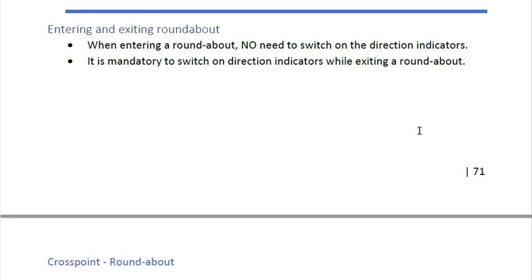How do you enter and exit a roundabout? When entering a roundabout, there is no need to switch on the direction indicator. It's obvious, everyone is going in the same direction. You don't have to switch on the indicator. However, it is mandatory to switch on the direction indicator when you are exiting a roundabout. This is to let the traffic know that you will take the first exit, the second exit, or the third exit, whatever. So it's important while you are exiting the roundabout to switch on the right indicator. It's always the right indicator that you switch on when you exit the roundabout.